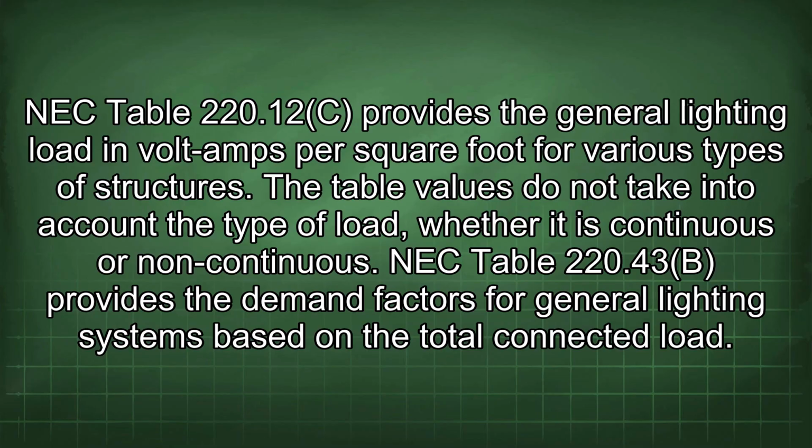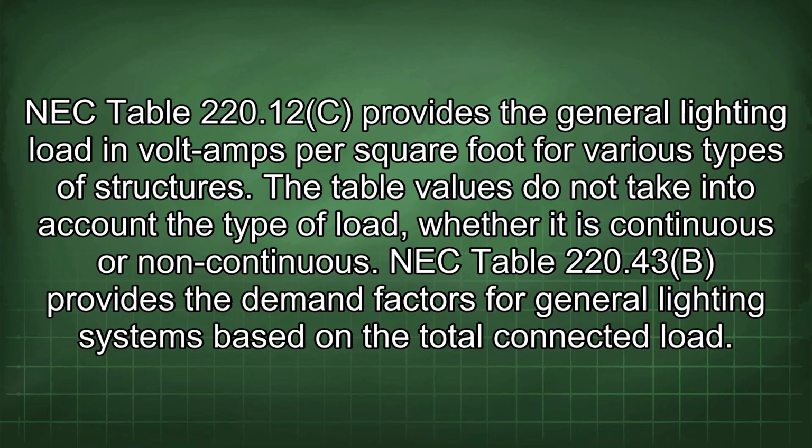NEC Table 220.12(C) provides the general lighting load in volt-amps per square foot for various types of structures. The table values do not take into account the type of load, whether it is continuous or non-continuous.